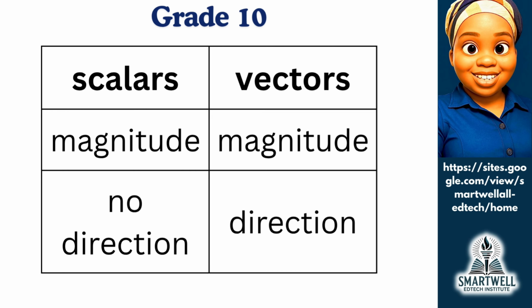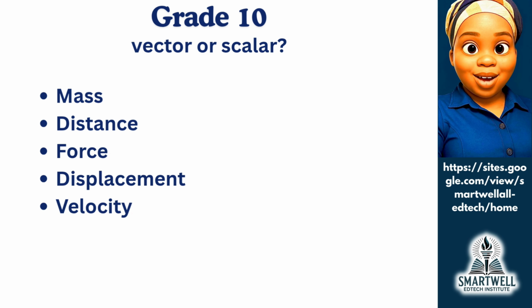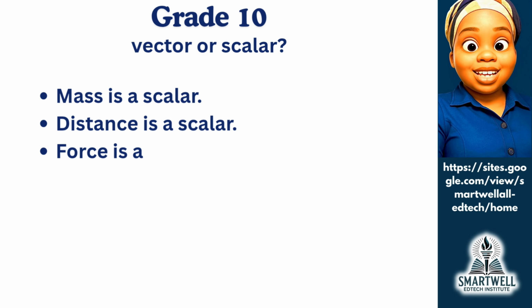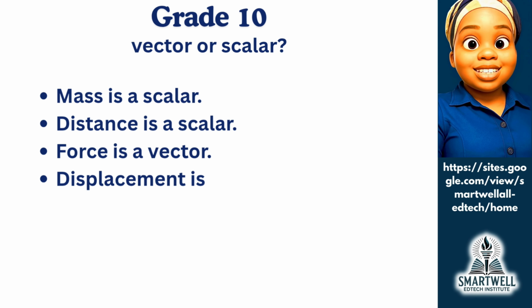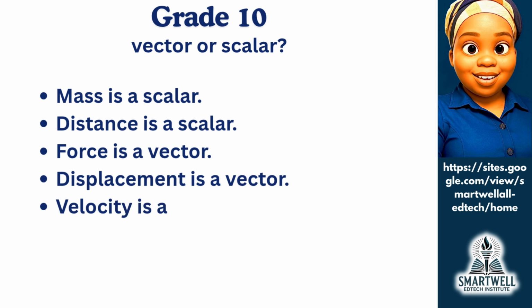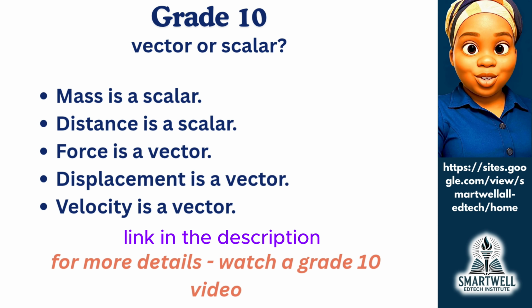Let us start with the basics. In grade 10, you learned about scalars and vectors. Scalars are quantities with magnitude only. Vectors are quantities with magnitude and direction. For example, mass is a scalar, distance is a scalar, force is a vector, displacement is a vector, velocity is a vector. Watch a grade 10 video for more information.